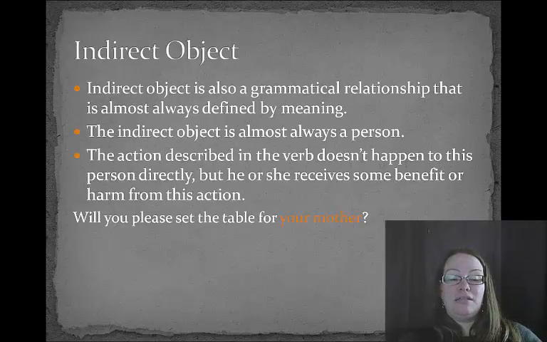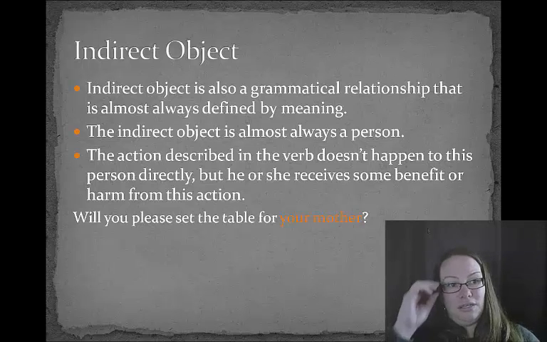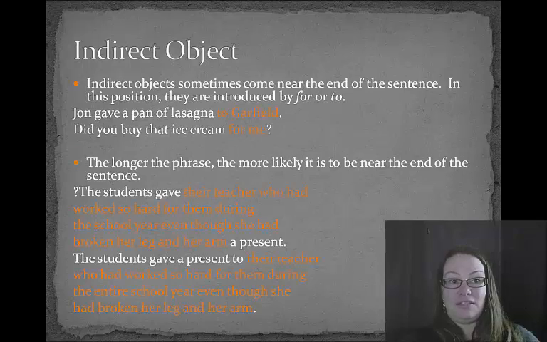The indirect object is also a grammatical relationship that is almost always defined by meaning. Okay? So this one's a little bit different. The indirect object is almost always a person, and the action described in the verb doesn't happen to this person directly, but he or she receives some sort of benefit or harm from this action. So here's an example. Will you please set the table for your mother? Okay, the mother is not actually being set, as in, will you please set the table? The mother is the one who receives an indirect benefit.